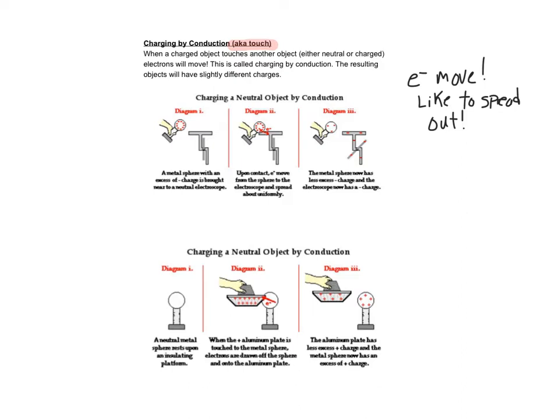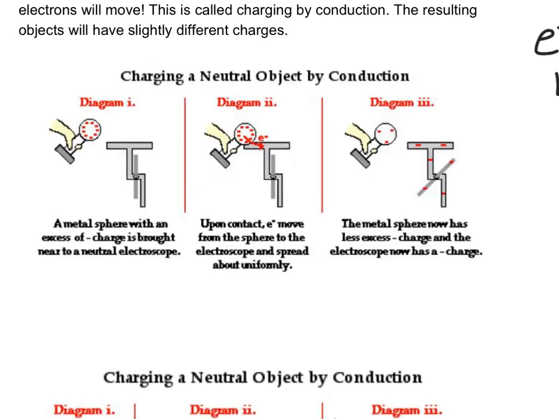So electrons are just like people on a city bus. They're going to spread out as much as possible. And when the doors of the bus open, they're going to leave and spread out. So when we're talking about conduction, electrons are moving, and when you're trying to figure out where the electrons are moving, you need to think about it logically. Electrons are going to spread out as much as possible. Let's look at our first example.